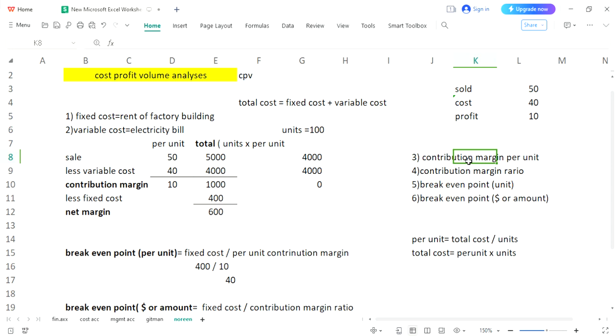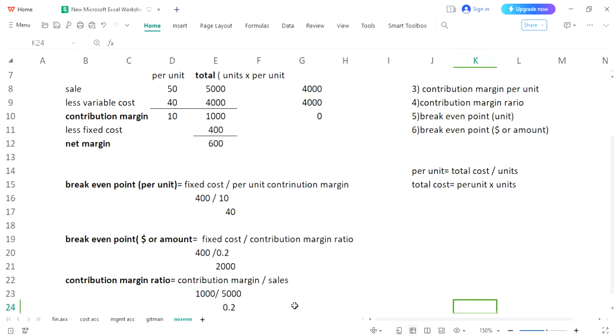Contribution margin per unit you have calculated by subtracting per unit variable cost from per unit sale. This would be considered as per unit contribution margin. Per unit contribution margin is 10. And then we discussed contribution margin ratio, and the formula for contribution margin ratio is written over here. Contribution margin ratio was the fourth point, and here is the fourth point's formula.